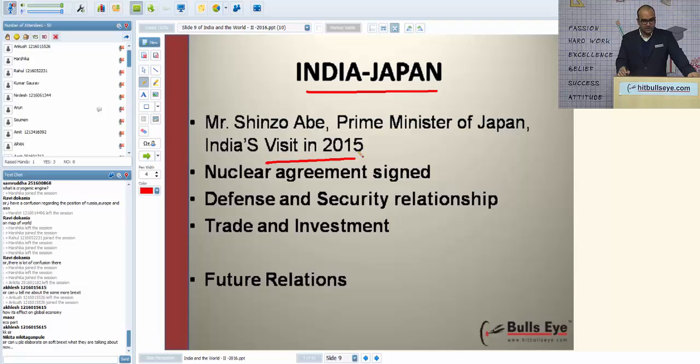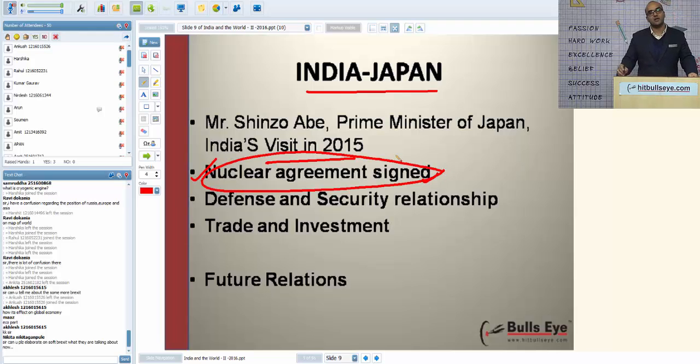Right, the Prime Minister of Japan visited India in 2015. One very important agreement which was signed was the nuclear agreement.